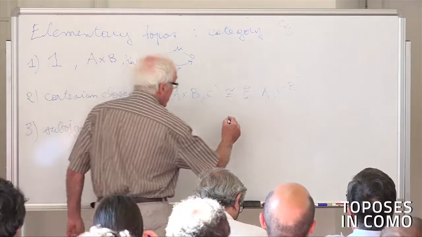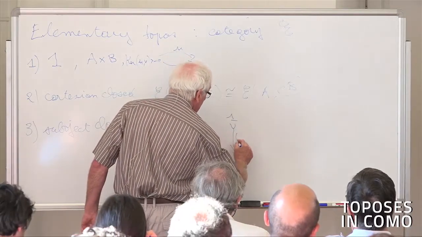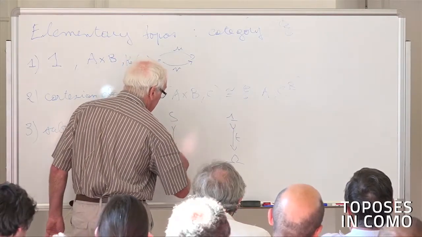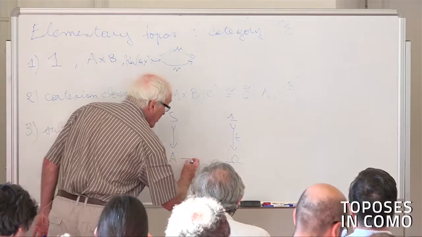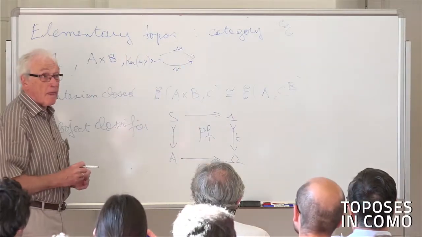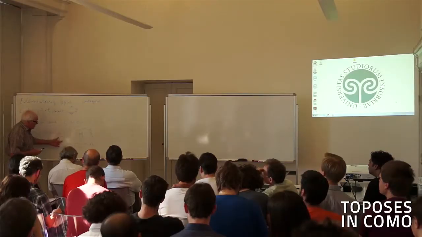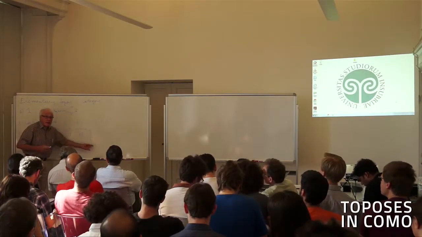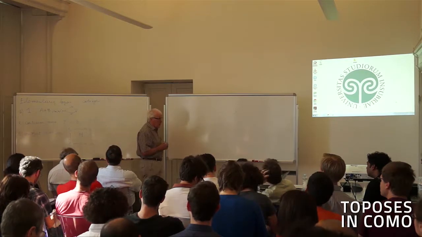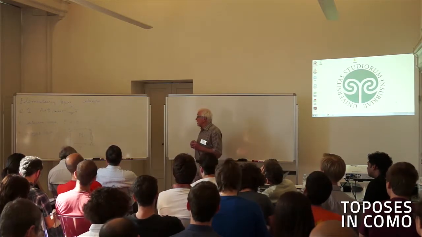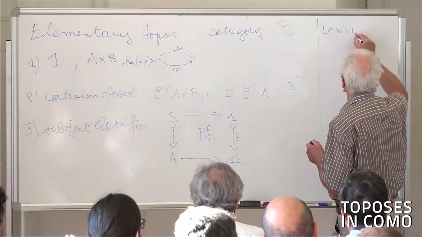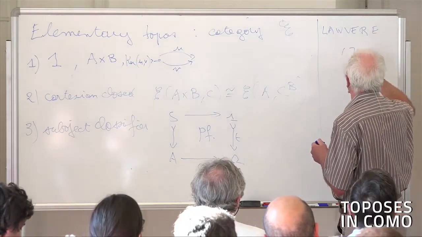I remind you, this means that you have a generic subobject like that, such that for every subobject here, wherever in the topos, you have a unique morphism phi, such that you have a pullback. So the subobjects can be classified by characteristic mappings to omega. And we have seen that these properties hold in a Grothendieck topos. This definition is due to Lawvere in the early 70s.